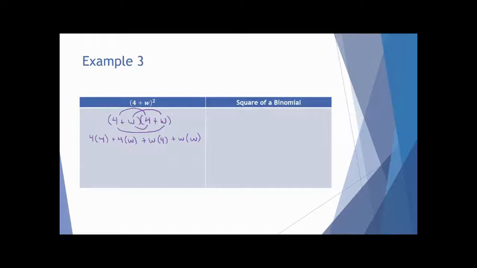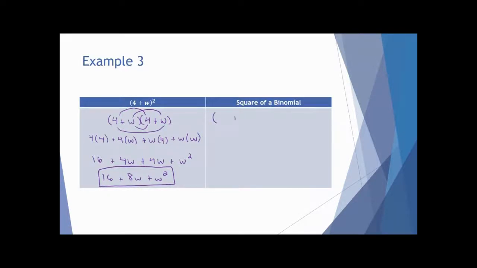So then 4 times 4 is 16. I get plus 4w. W times 4 is another 4w. And then w times w is w squared. Then the middle terms here: in example 2, we ended up with a minus, but now these are going to add. We have 4w plus 4w, so that's going to be 8w. So we get 16 plus 8w plus w squared. So that is using FOIL.